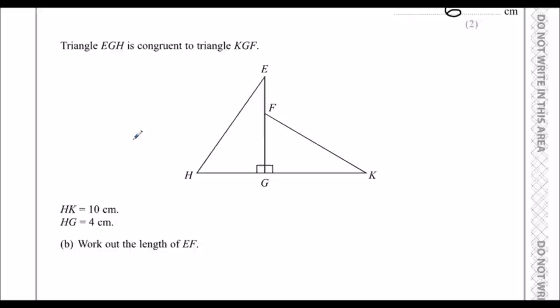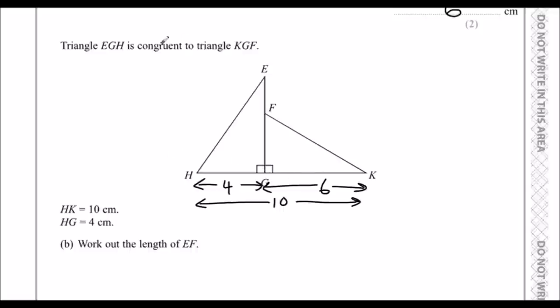Triangle EGH is congruent, so exactly the same as triangle KGF. So these two triangles are identical. H to K is 10. So the whole way is 10 centimeters. H to G, so this part is 4. Work out the length of EF. So G to K must be 6. So that means the shortest length is 4, and the second longest length is 6.